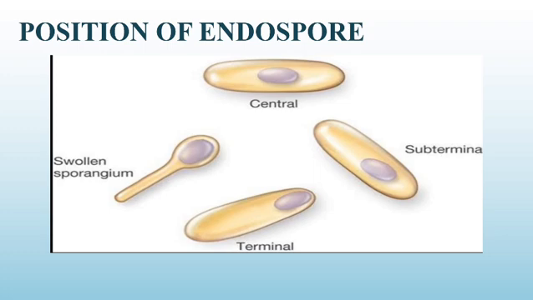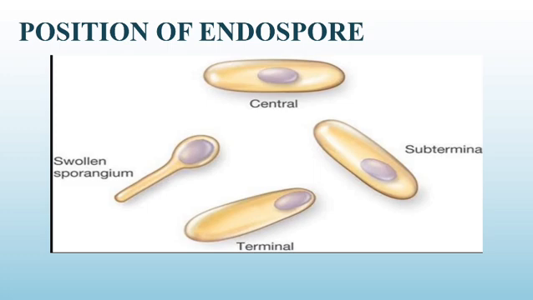Next we have the organism that produces terminal spores, where the spores are present at the tip of the vegetative cell. Next, another type of organism produces a swollen sporangium, where the cell is swelled up in the region where the endospore is present, and the rest of the region remains thin, but the region where the spore is present is invaginated or swollen, or it is thick in nature.